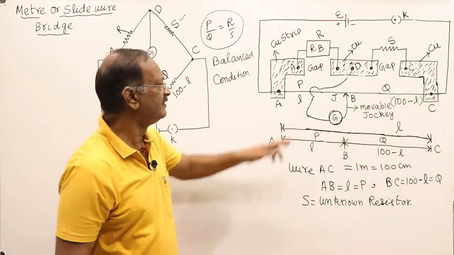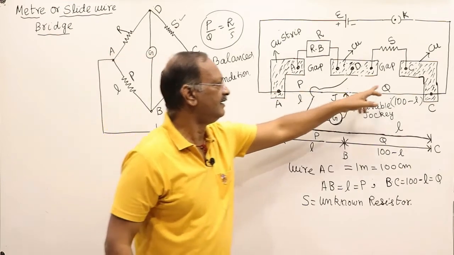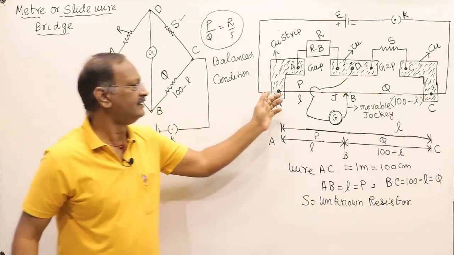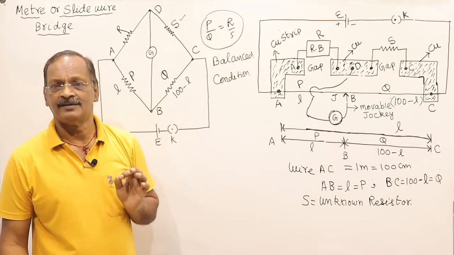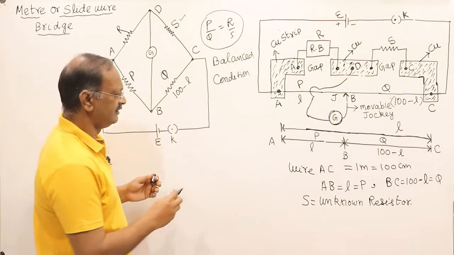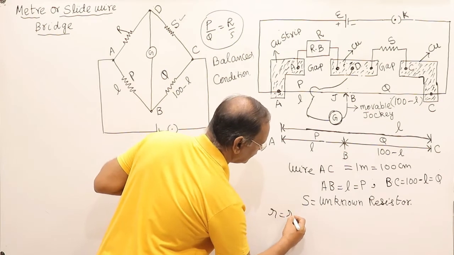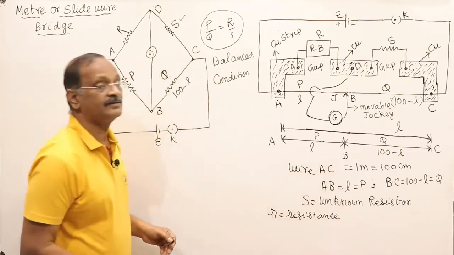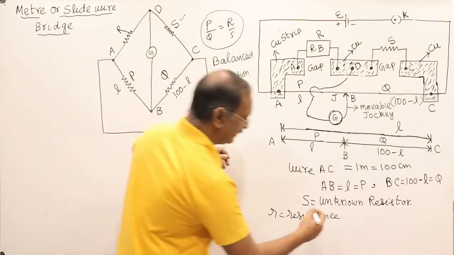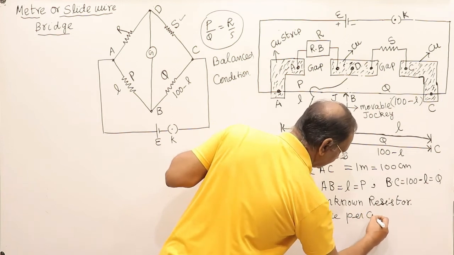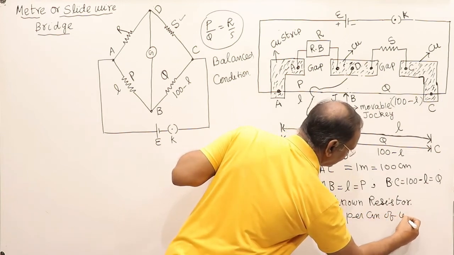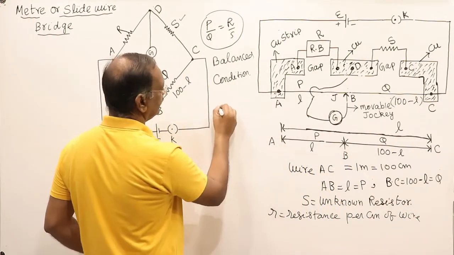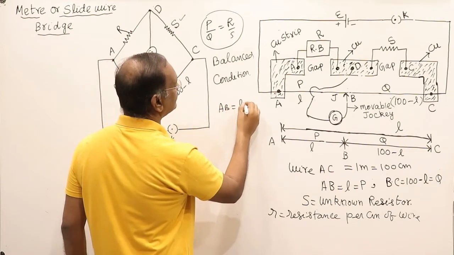This is very much understood. It means the resistor P is L and the resistor Q is 100 minus L. Since the wire A to C, which is attached, is of uniform cross section, the resistance R is equal to the resistance per centimeter of wire. It means suppose we have L centimeter, A to B is equal to L centimeter.